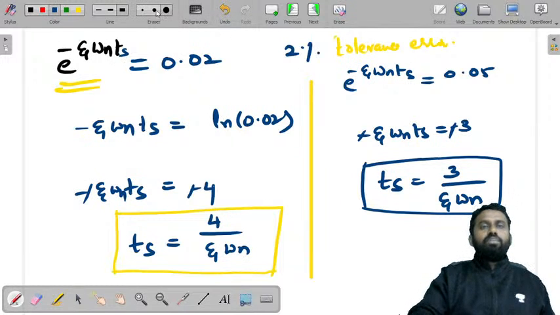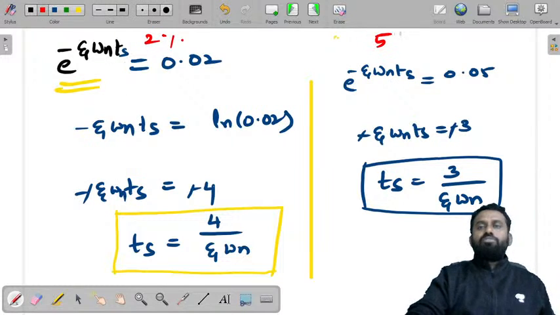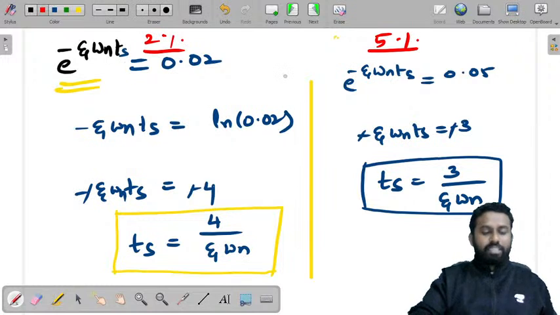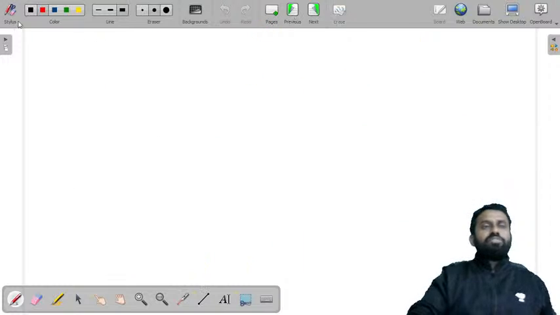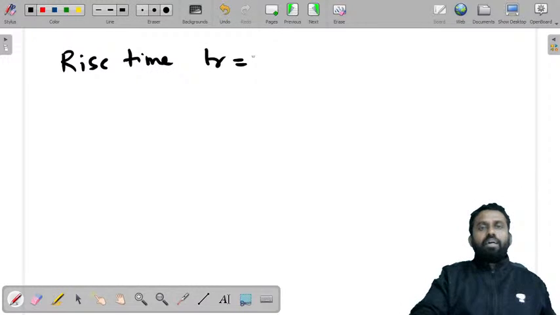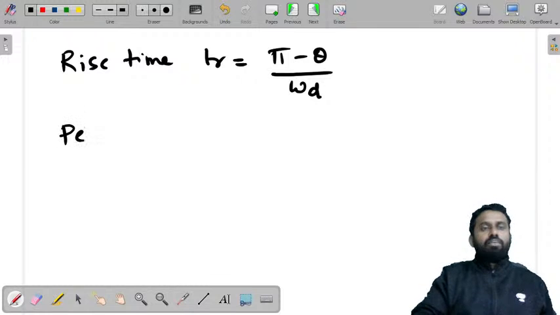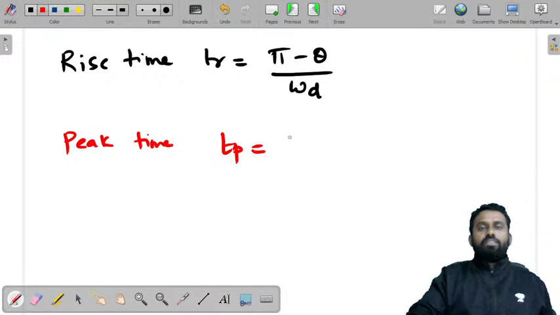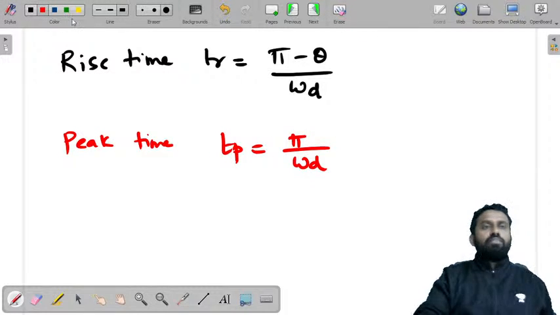This is for 2%, and this is for 5%, the minimum and the maximum value. So this is settling time. So we have seen expressions for rise time, tr is equal to pi minus theta by omega d. Next, peak time, tp is equal to pi by omega d.